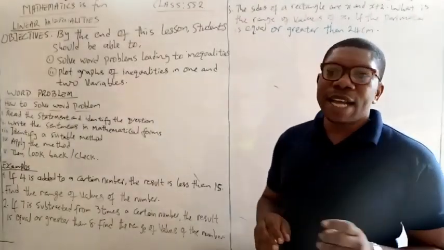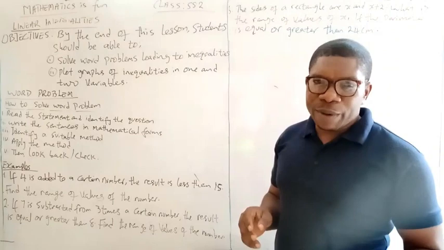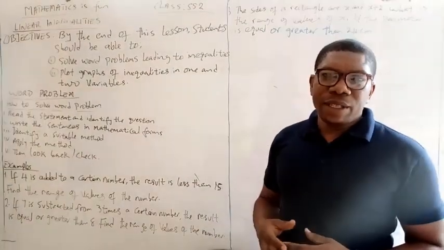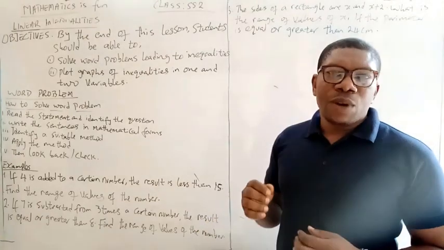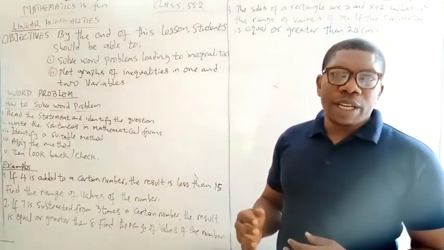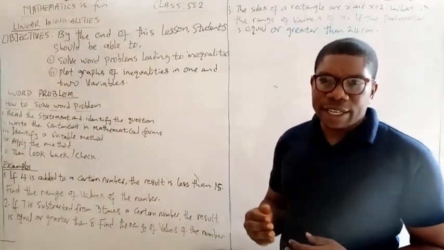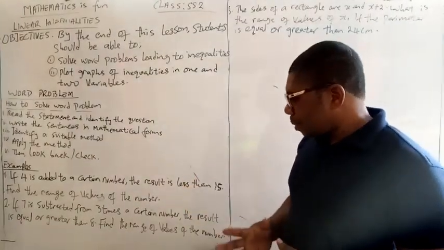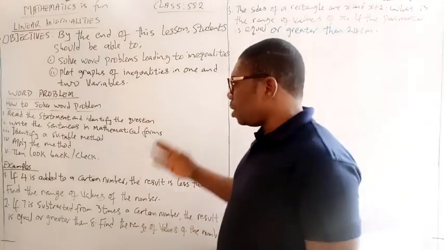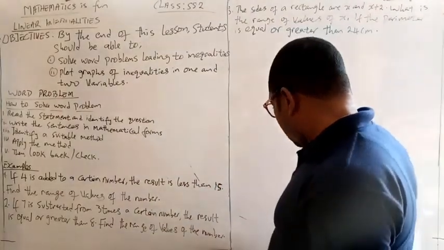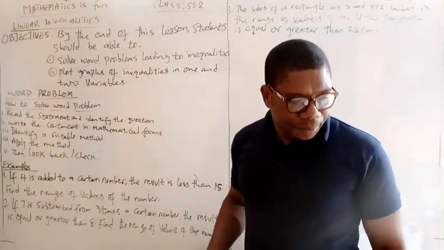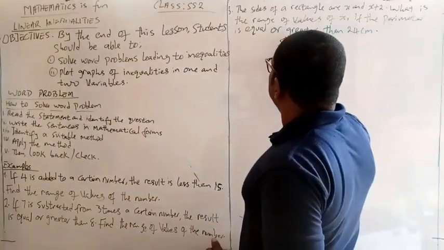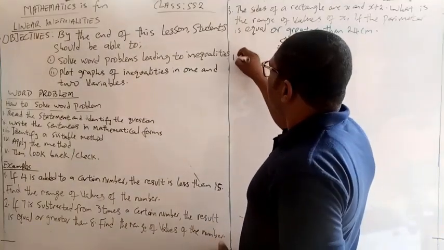And then once that is done, don't go away. Make sure you look back. To look back means to check whether your solution is correct. And we're going to take some examples now, quickly. I believe by the time we finish this, you will not have issues with word problems again. Question number 1. This is what it asked us to do.